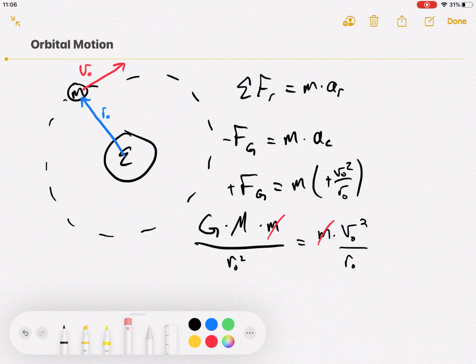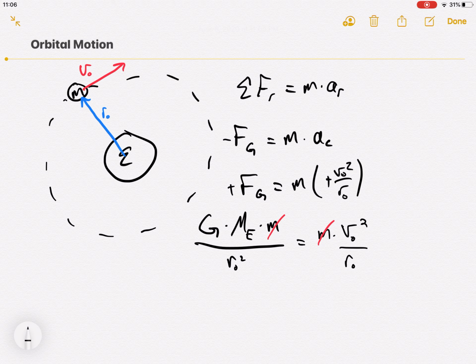I want to point something out here, and that is that this combination of capital G and the mass of the Earth shows up anytime we have something attracted to the Earth. Isaac Newton never knew what capital G was because in his time they did not know the mass of the Earth. So in all of his expressions, he could not tease out G times m sub e. It was always one single constant.